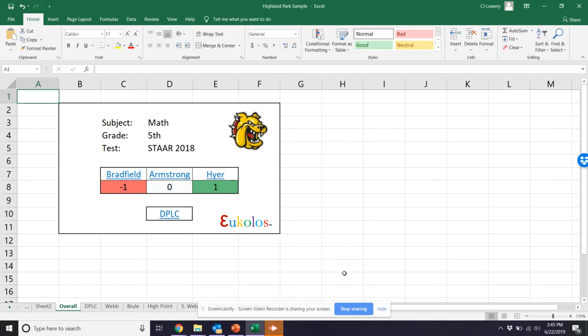Obviously, it would show you math and reading for each grade, science and social studies for the SSI grades, and then US history and biology in high school as well, and then you would click into the school, same idea.